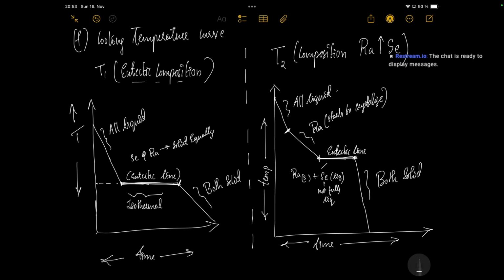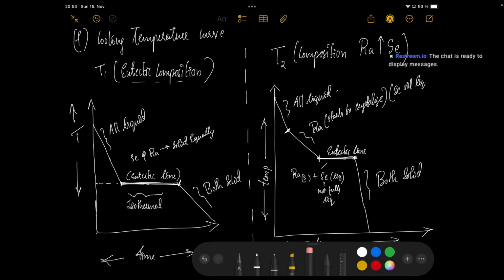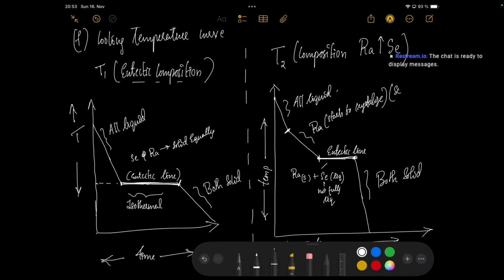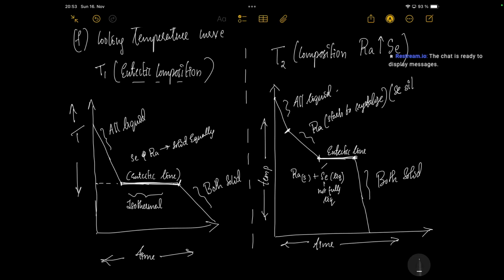First it starts at liquid, then radium starts to crystallize slowly while Se is still liquid. No, I forgot the spelling for still. God damn it. Oh, still, S-T-I-L-L. Come on. Just a minute.